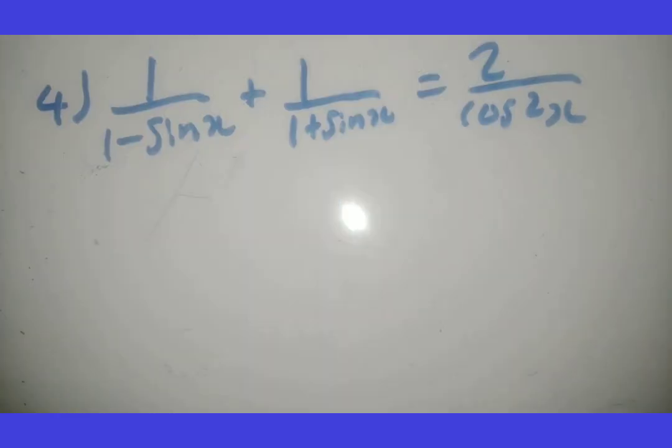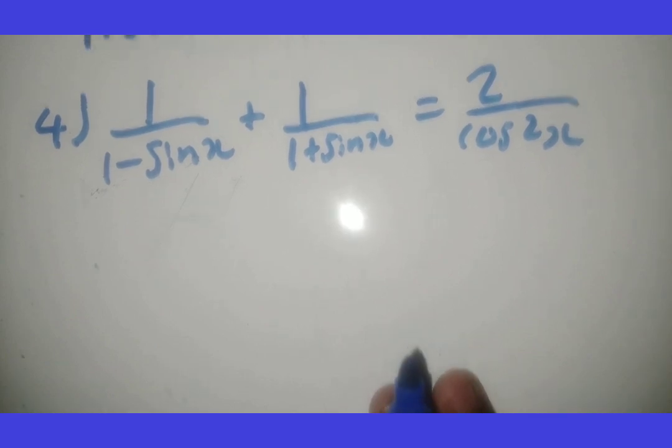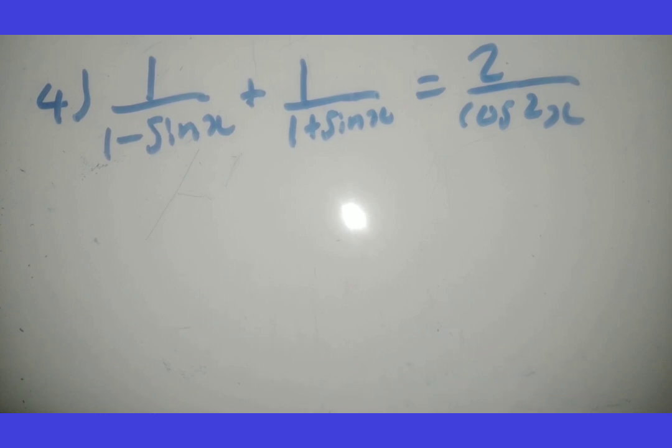Okay, here is another one. They say prove the identity, right? Prove the identity, and you are given this. Of course, we see fractions adding and there's no tan, so we don't have to deal with tan first.